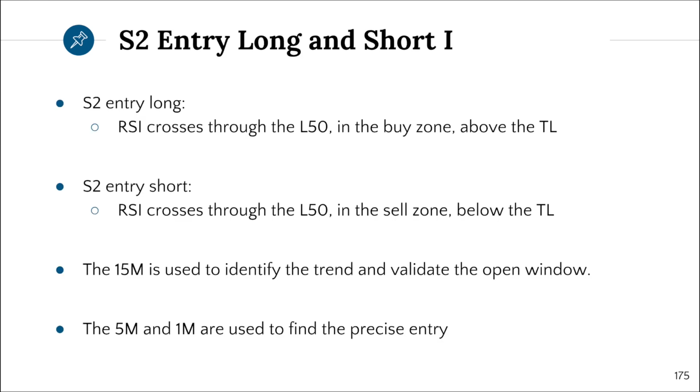The S2 entry long is when the RSI crosses through the liquid 50 in the buy zone above the trend line. And inversely, when the S2 entry short presents, you'll see the RSI crossing through the liquid 50 in the sell zone below or coming through the trend line as well. Like I said last slide, the 15-minute is used to identify and validate the trend as an open window for you to jump through, shoot through, well, I don't care. The 5-minute and the 1-minute are used to find the precise entry to get you in pain-free and get you into profit as soon as possible.